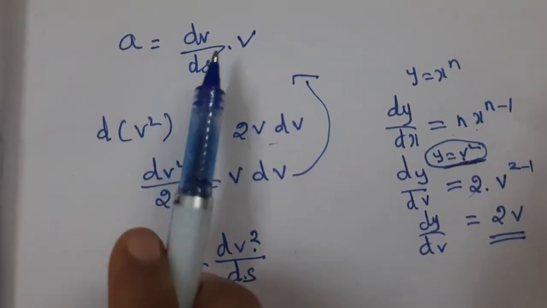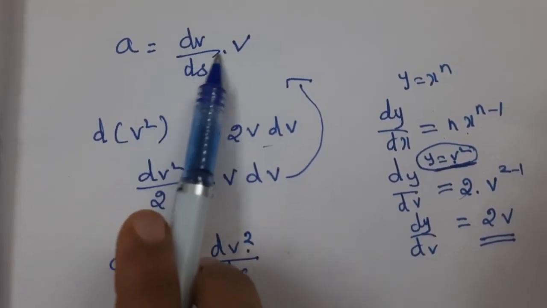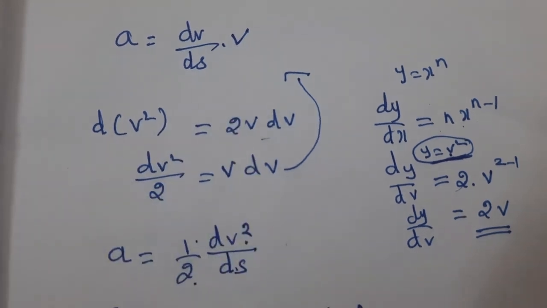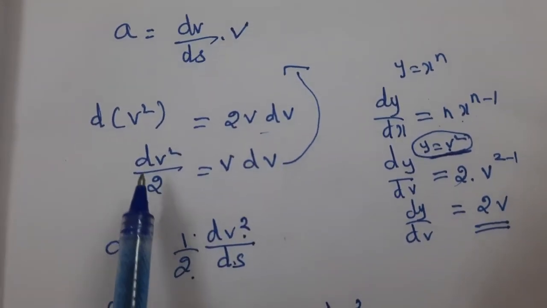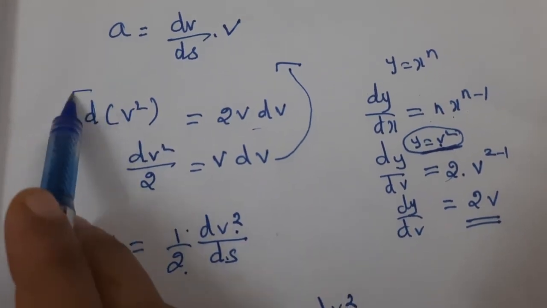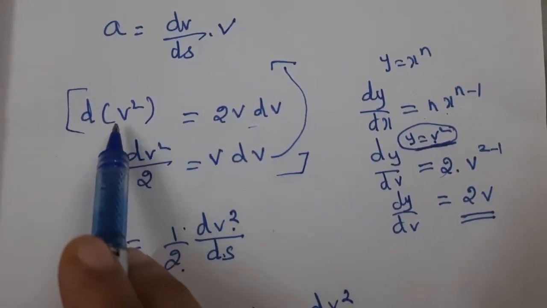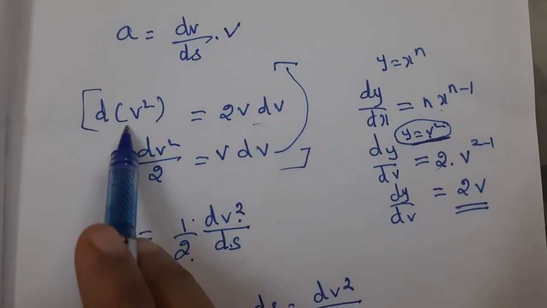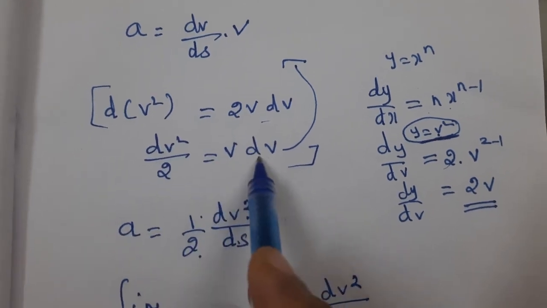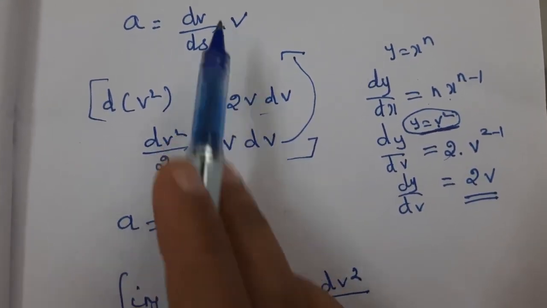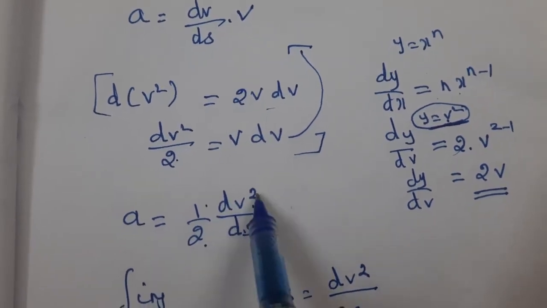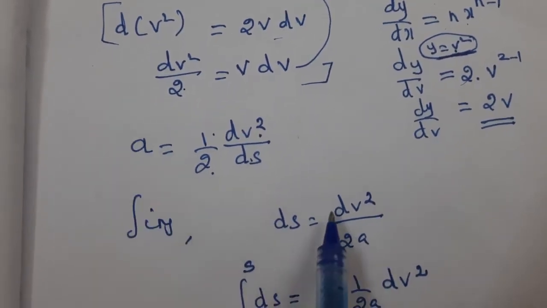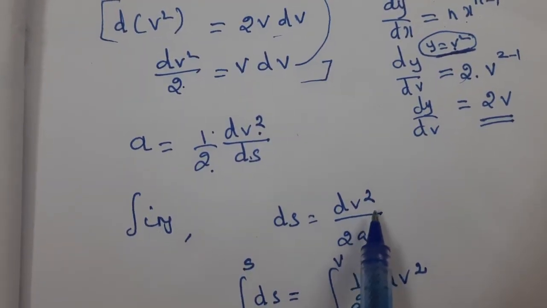a equal to dv by ds into v. Now, instead of this v dv, we can substitute d(v square) by 2. That is, differentiation of v square is equal to 2v dv. From this, d(v square) by 2 is equal to v dv. So we can substitute this here. a equal to 1 by 2 into d(v square) by ds, and 2a ds is equal to d(v square), so ds is equal to 1 by 2a into d(v square).